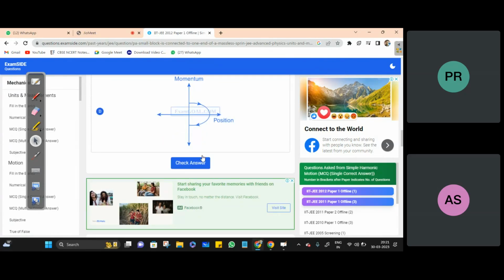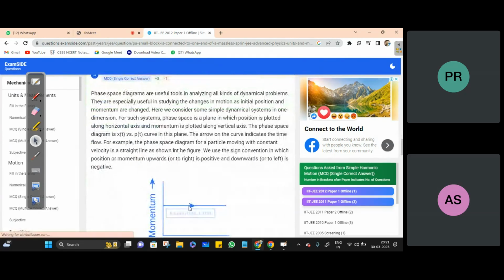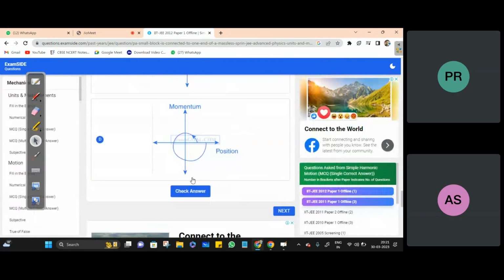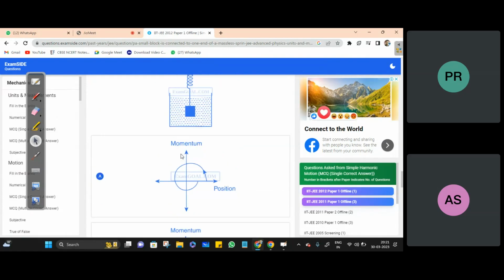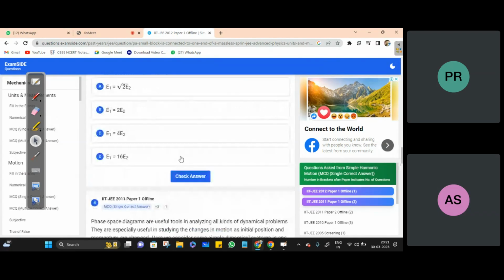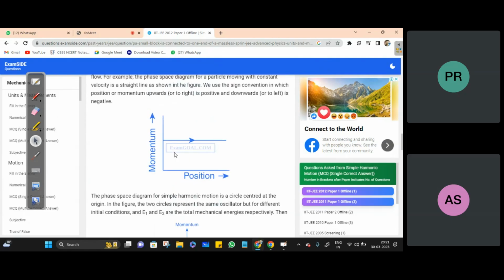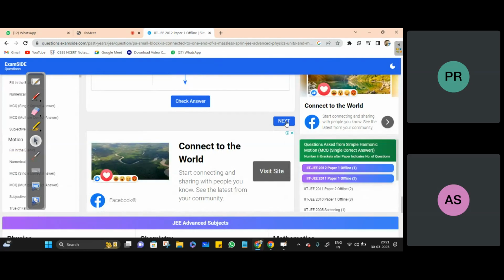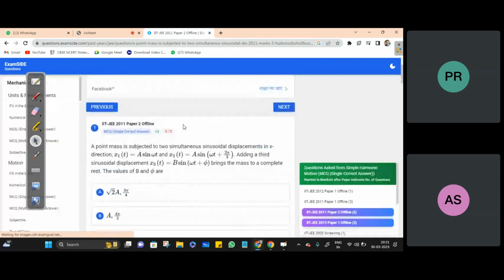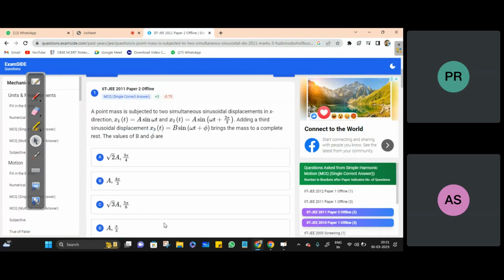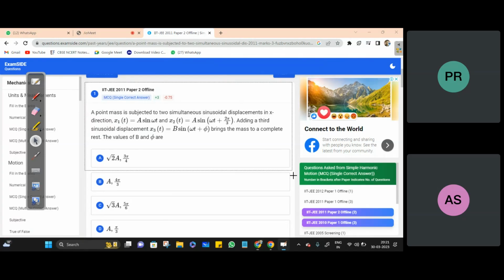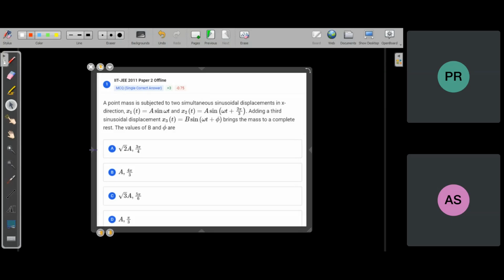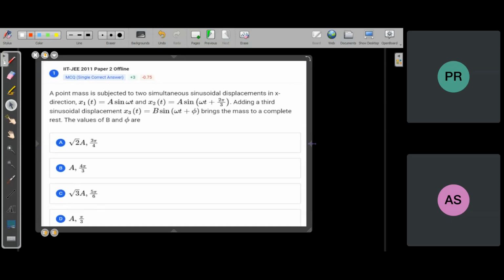This is a lengthy one. We will do some questions, then we'll come to it. You can try this one, or you can just explain the process and then we can go to the next. So IIT JEE 2011 paper 2.